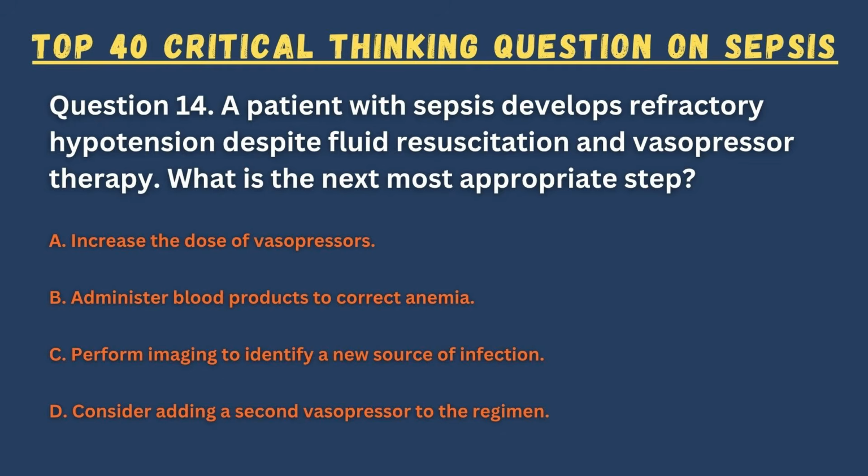Question 14. A patient with sepsis develops refractory hypotension despite fluid resuscitation and vasopressor therapy. What is the next most appropriate step? A. Increase the dose of vasopressors. B. Administer blood products to correct anemia. C. Perform imaging to identify a new source of infection. D. Consider adding a second vasopressor to the regimen.